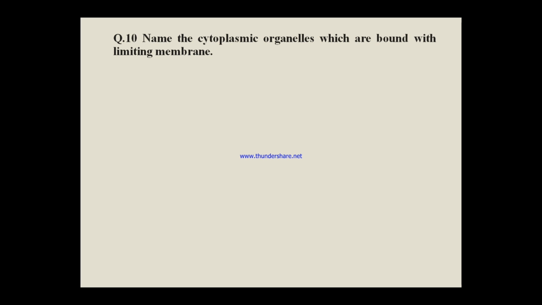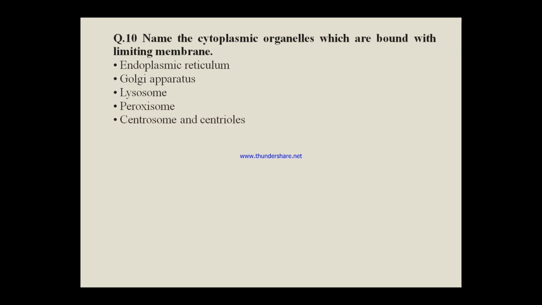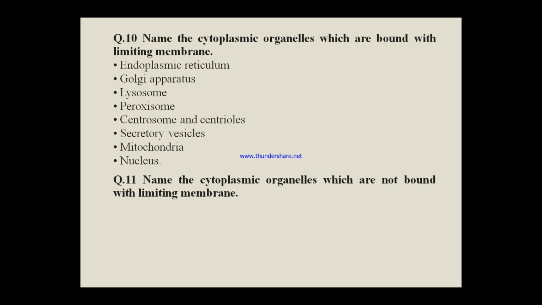Can you name the cytoplasmic organelles which are bound with limiting membrane? These are the endoplasmic reticulum, Golgi apparatus, lysosome, peroxisome, centrosome and centrioles, and secretory vesicles, mitochondria and nucleus. Now, can you name the cytoplasmic organelles which are not bound with the limiting membrane? And these are ribosomes and cytoskeleton.